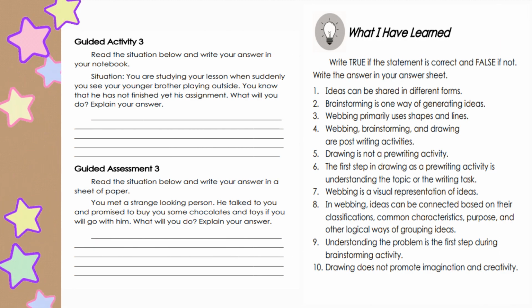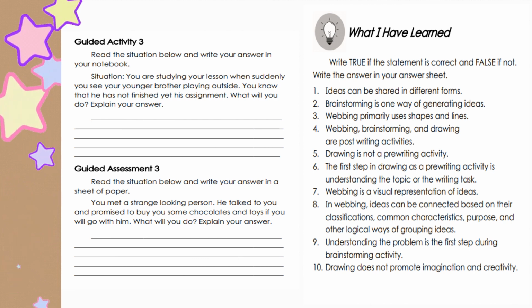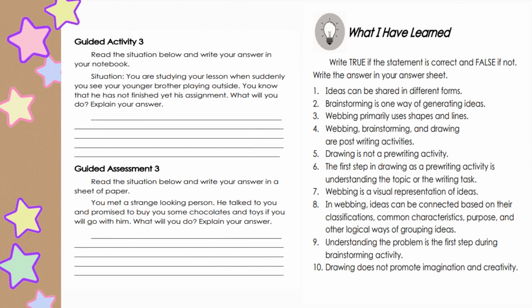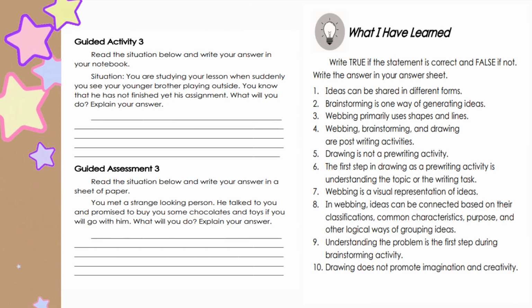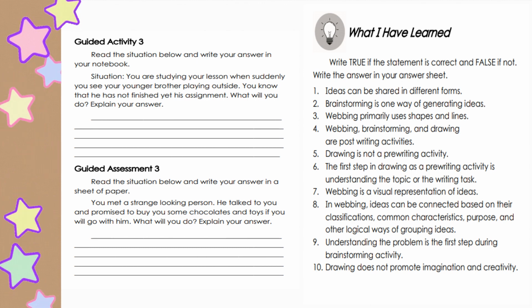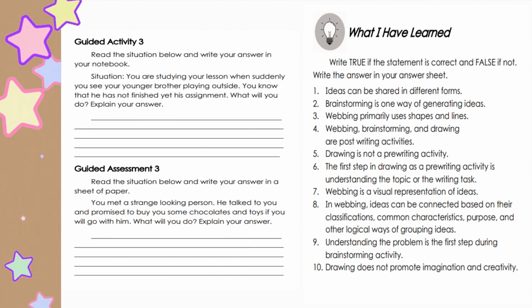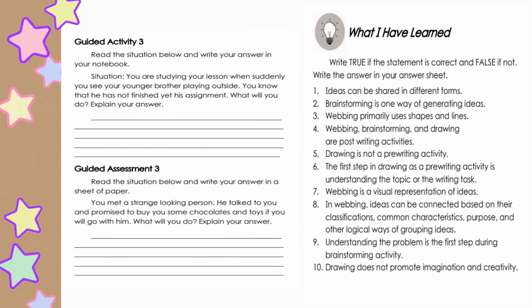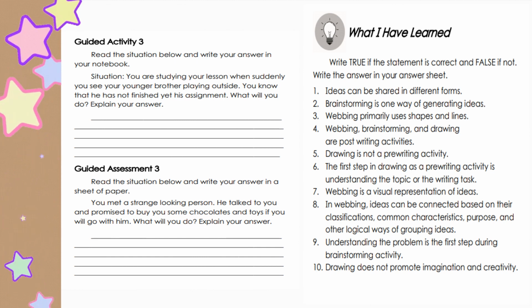For guided activity 3, read the situation below and write your answer in your notebook. The situation is, you are studying your lesson when suddenly you see your younger brother playing outside. You know that he has not finished yet his assignment. What will you do? Explain your answer.